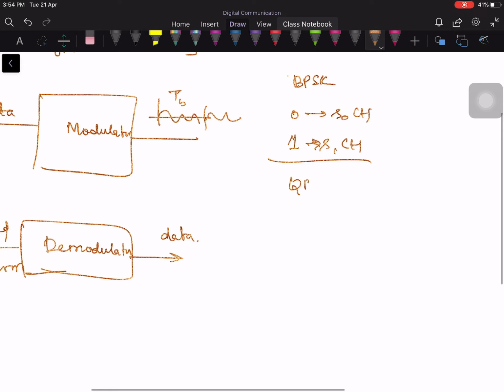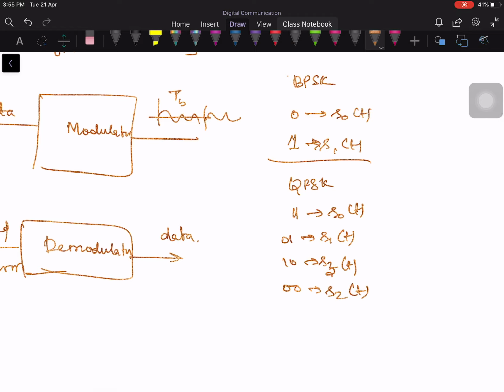Suppose in QPSK, if the input combination is 1 1, you transmit S0 of t. When 0 1, you transmit S1 of t. Then 1 0, transmit S3 of t. Then 0 0, you transmit S2 of t, and so on and so forth, right? So this is very simple. It's just mapping from the incoming data stream to one of the waveforms. These are all pre-decided or pre-designed waveforms. You just do the implementation, that's all. It's a mapping rule. But unfortunately that is not the case in the demodulator.